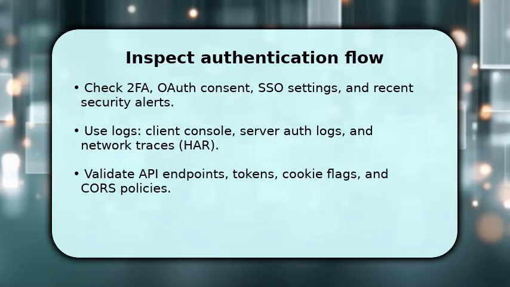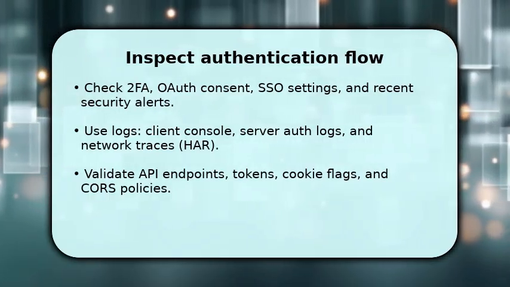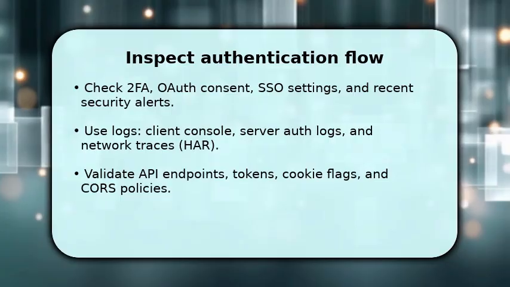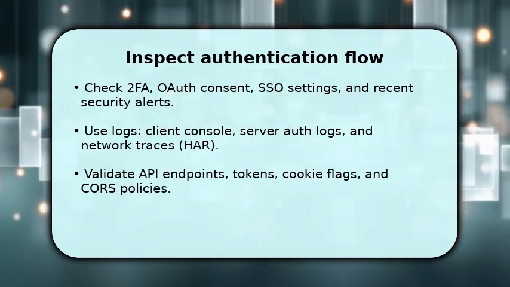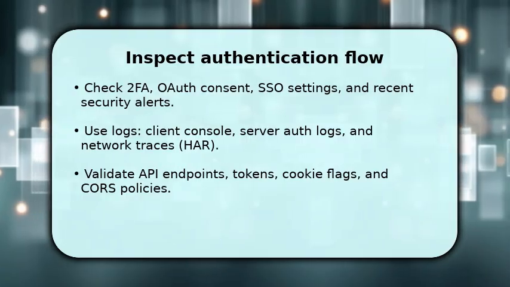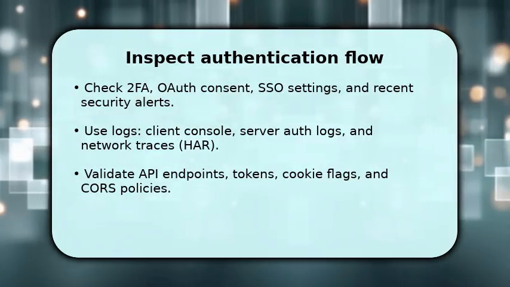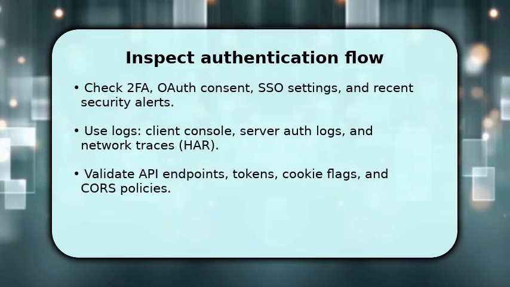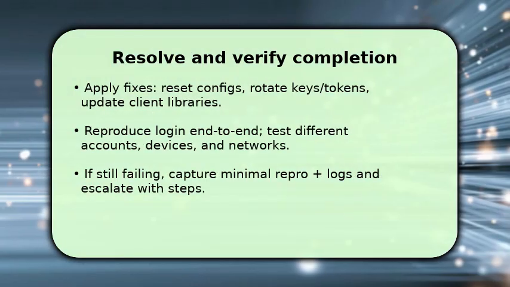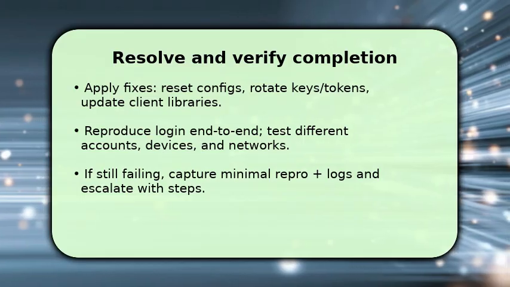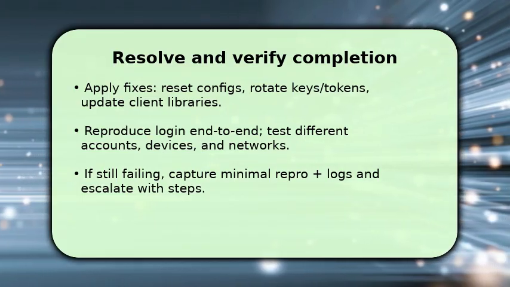Verify token issuance and expiry, cookie attributes like secure and same site, and confirm API endpoints and CORS rules match production settings. If a refresh token fails, to finish, apply the corrective actions you identified. Restore correct config values, rotate API keys or tokens, and update or patch client libraries.